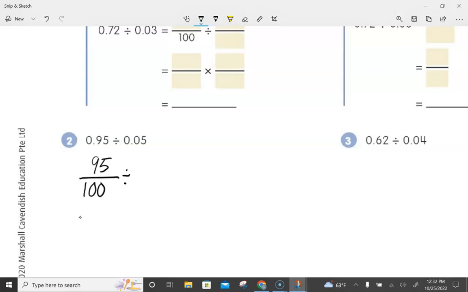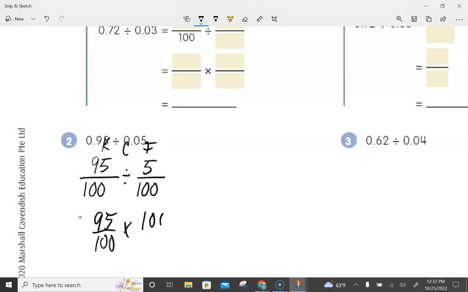Can divide it by 5. I'm not going to write 0, 5. I'm going to write 5 there. 2 digits to the right of the decimal, 2 zeros to the right of my 1, and the 1 making it a 100. Now remember, I keep, I change, I flip. So we have 95 over 100 times 100 over 5.